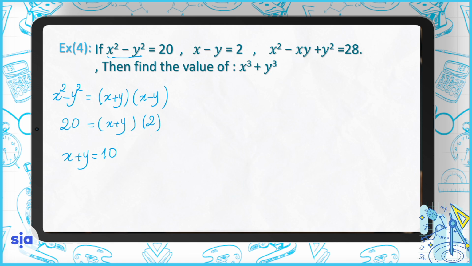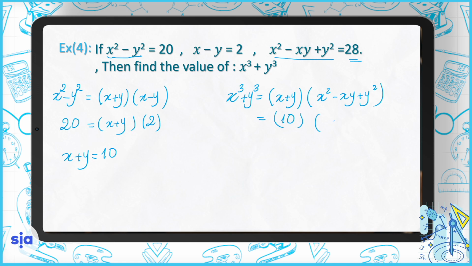And also the question says x squared minus xy plus y squared is 28. The question wants me to find x cubed plus y cubed. We know that x cubed plus y cubed, we can factorize it as x plus y multiplied with x squared minus xy plus y squared. As we know that x plus y we got equals 10, and the question is telling us that this bracket is equal to 28, then x cubed plus y cubed equals 280.